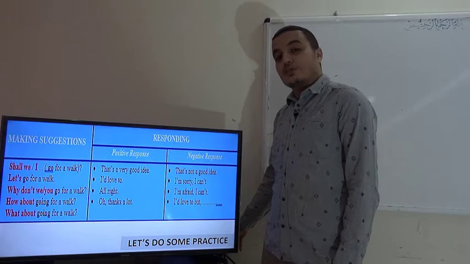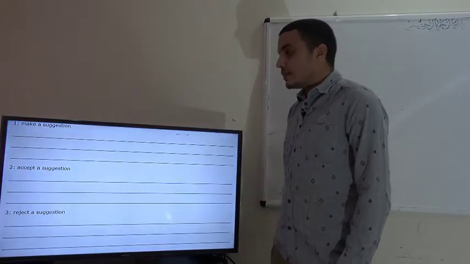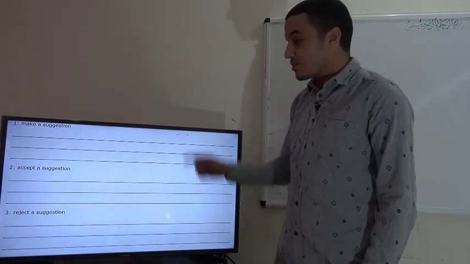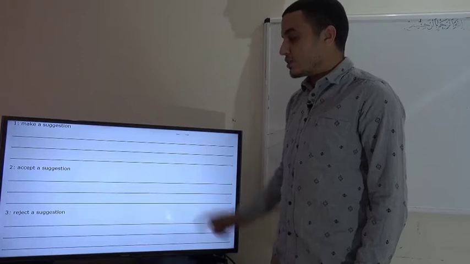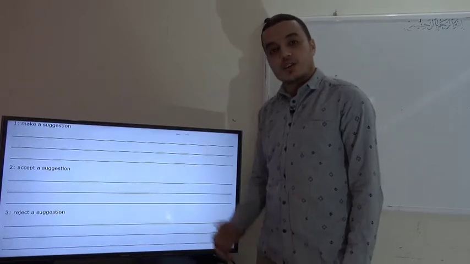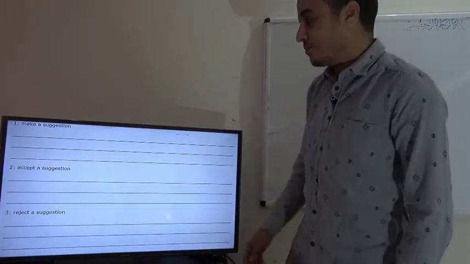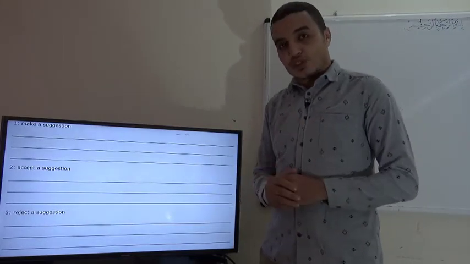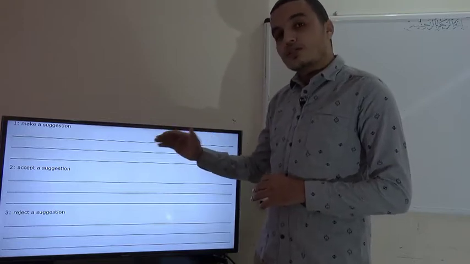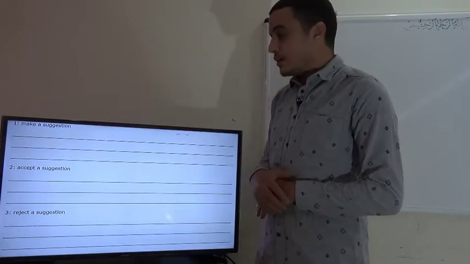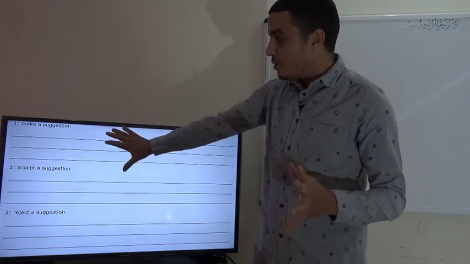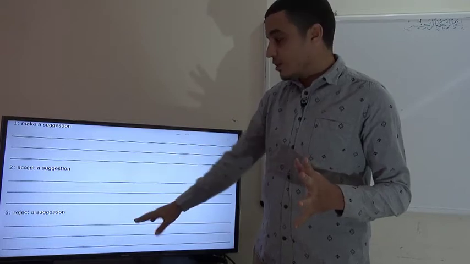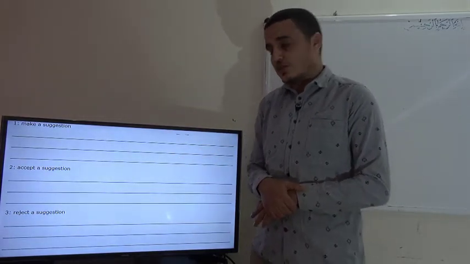So now we are going to do some practice. As you can see here, we have 3 categories. The first one is make a suggestion, second one accept a suggestion, and the third one reject, refuse, decline a suggestion. By the way, you should be provided with a number of expressions, and you need to categorize the expressions. This means that you put expressions of making suggestion, accepting a suggestion, and rejecting, refusing a suggestion.